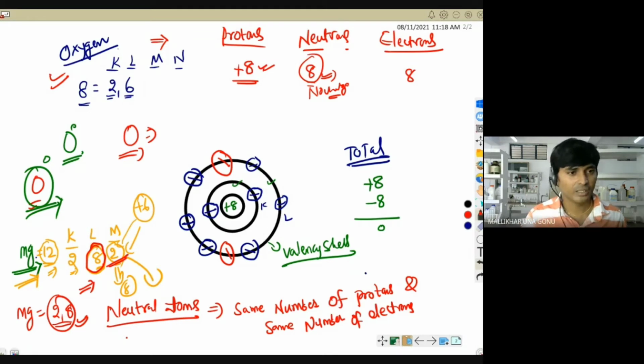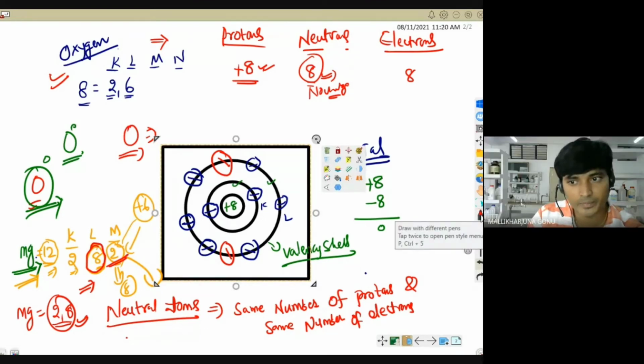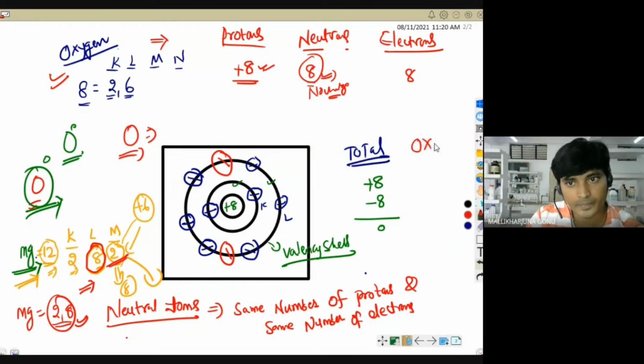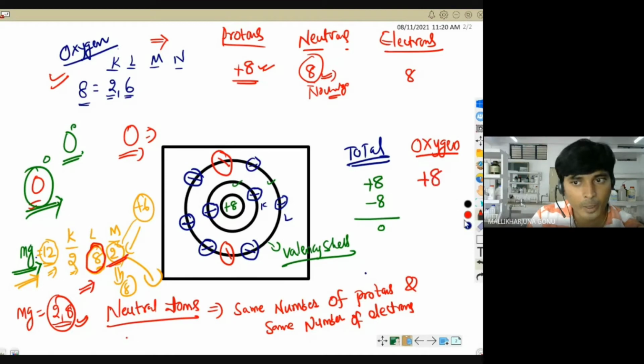Yes, Shraddha. What is the charge on the oxygen now? Tell me, Shraddha. Number of protons कितने हैं इस ऑक्सीजन में? Eight, sir. 8 protons है. Okay. How many number of electrons are there now after taking 2 electrons?